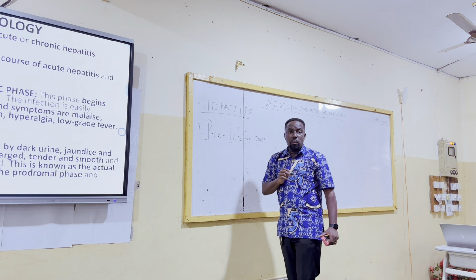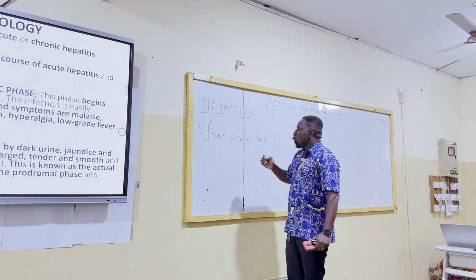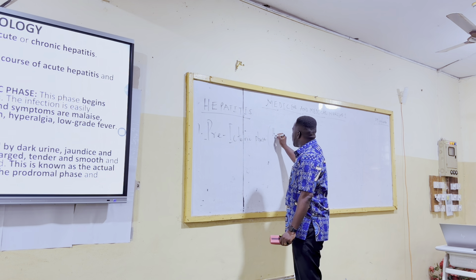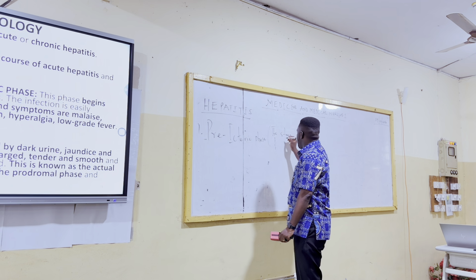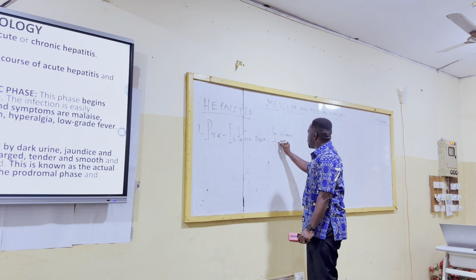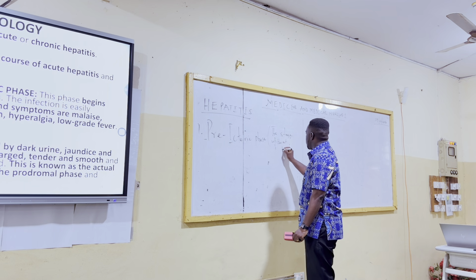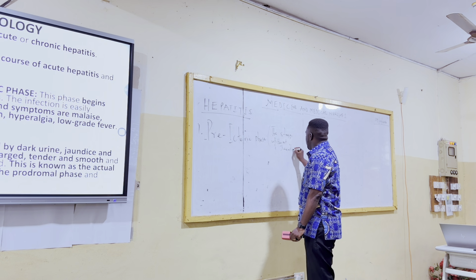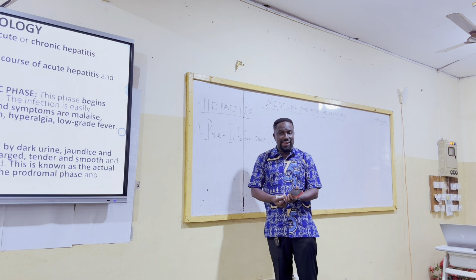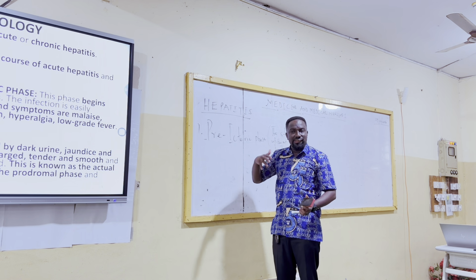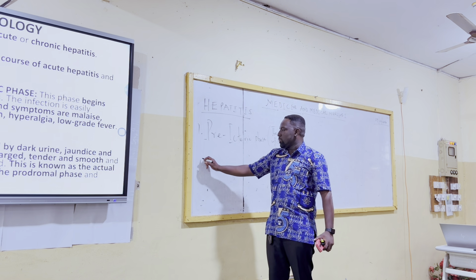Pre-icteric. That is the prodromal stage of the condition where there is no jaundice. The stage without jaundice. So at this stage, the individual only shows the prodromal signs, the nausea and vomiting, the headache, the fever, but at that stage, the individual has not yet developed jaundice.